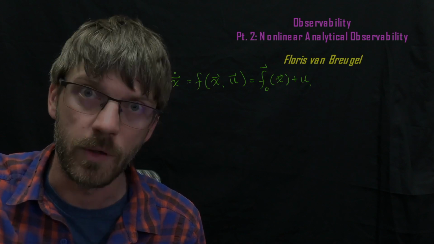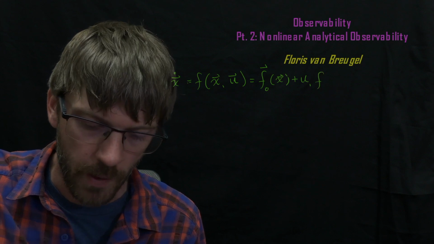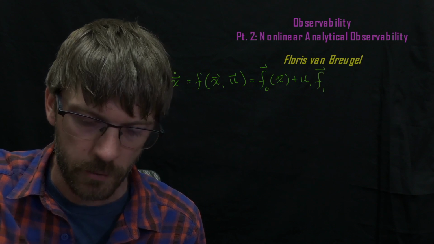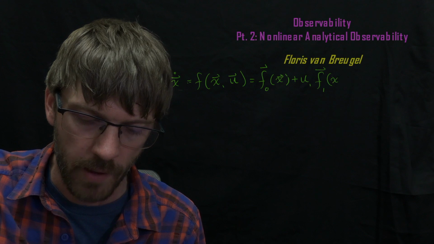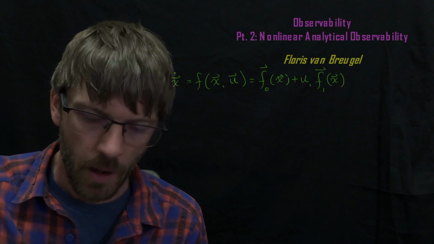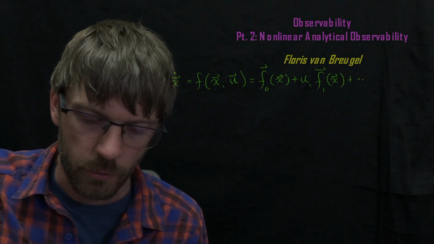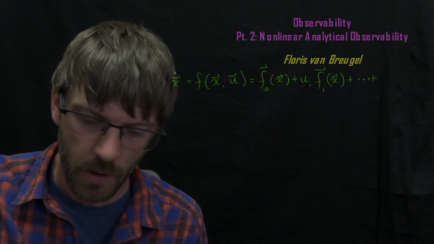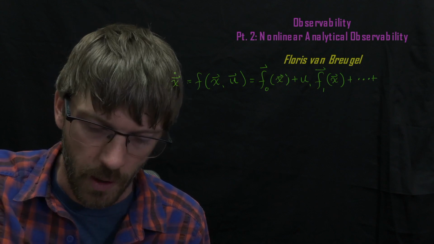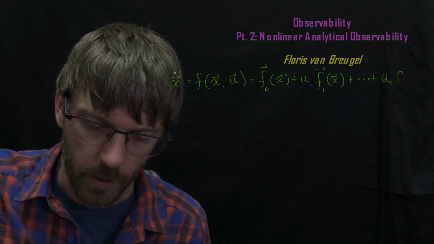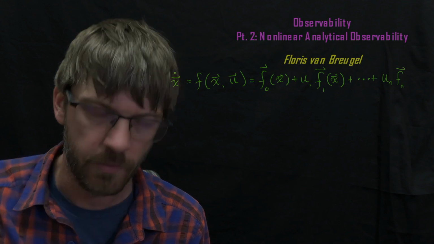Then we may also have some dynamics that are due to the control inputs. So we might have some control input u1 that would lead to dynamics that are described by f1 of x. And we could have as many control inputs as you could envision, all the way out to un, and I'm going to abbreviate this to just fn.